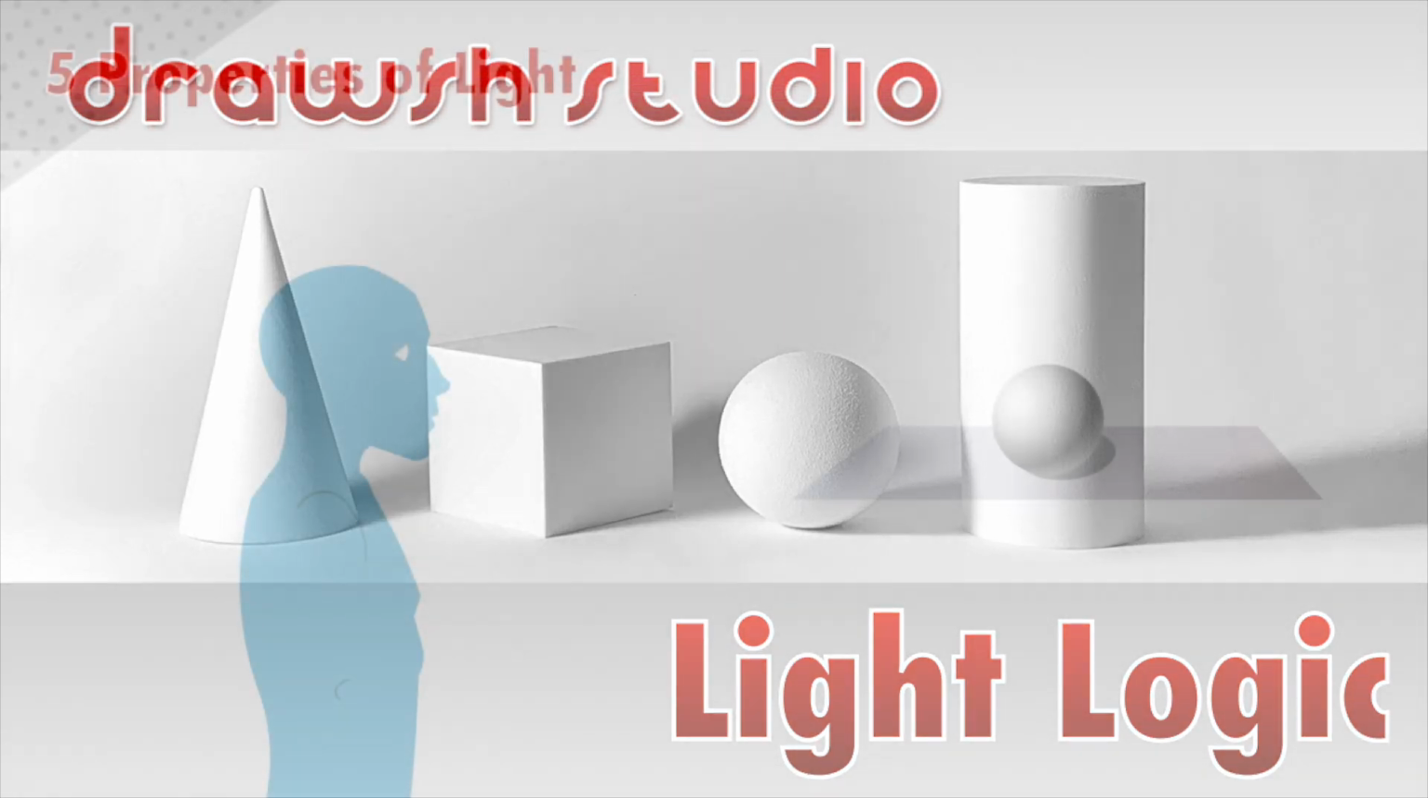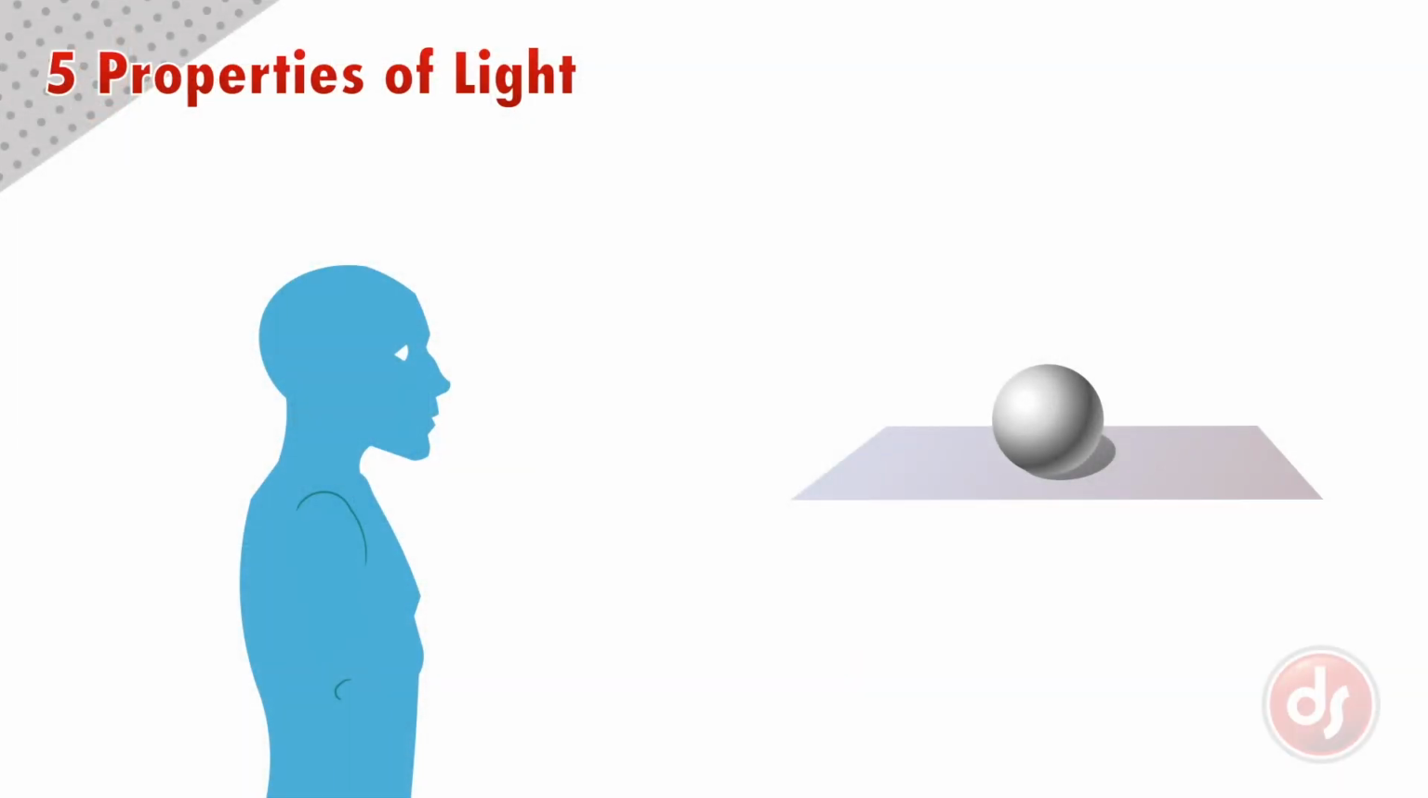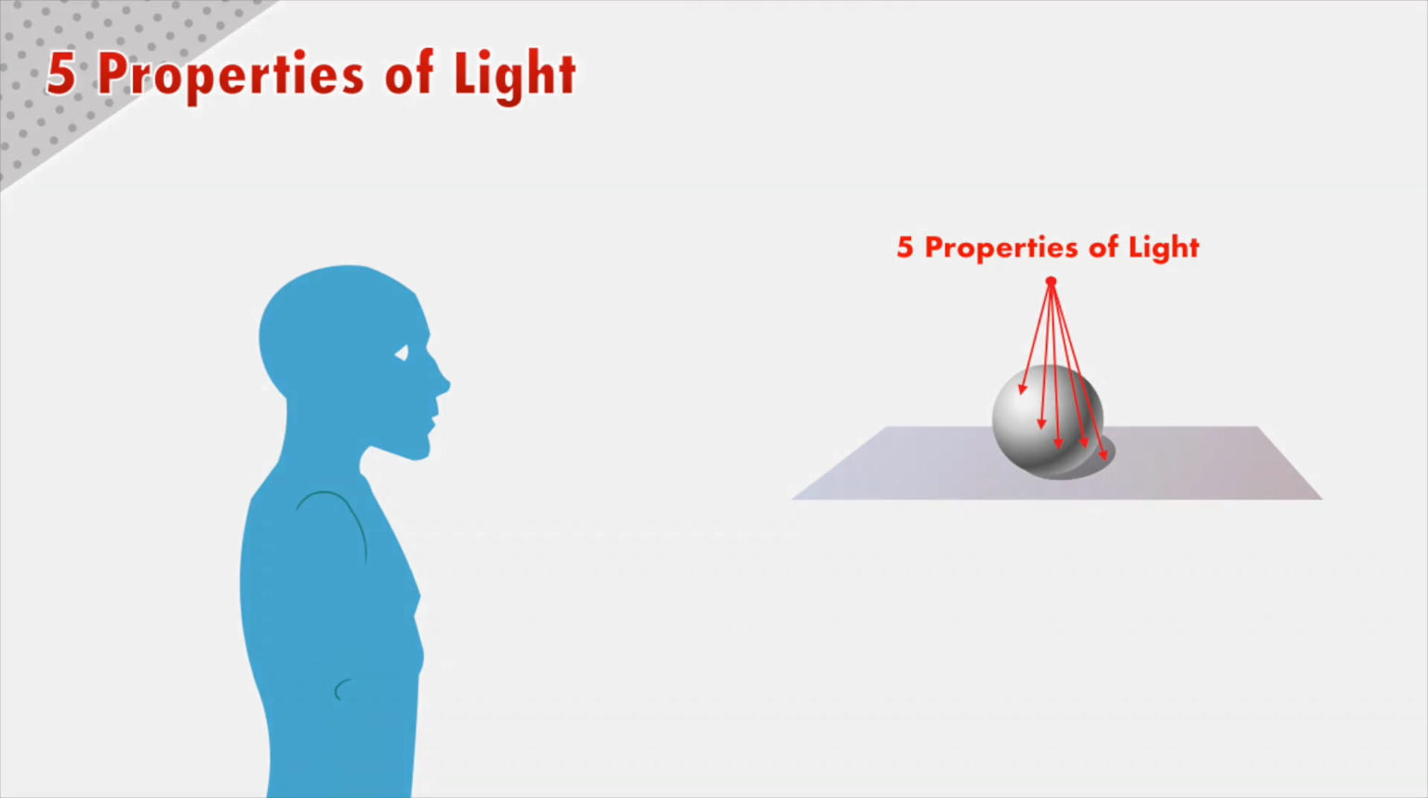Let's get started. We can only see something if light hits a form and bounces back to our eyes. When light hits a form, it creates a consistent pattern of light and shadow we call the 5 properties of light. We can identify and recreate this pattern to draw the look of three-dimensional objects on a two-dimensional surface.